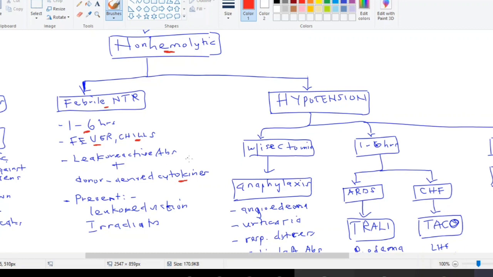Things like interleukin-1, 6, TNF, right? They're going to go to the hypothalamus and change the temperature. The patient's fever will spike, temperature will spike. They're going to have chills, right? But no evidence of hemolysis here. There's no hemolysis. We're not destroying red blood cells, nothing.